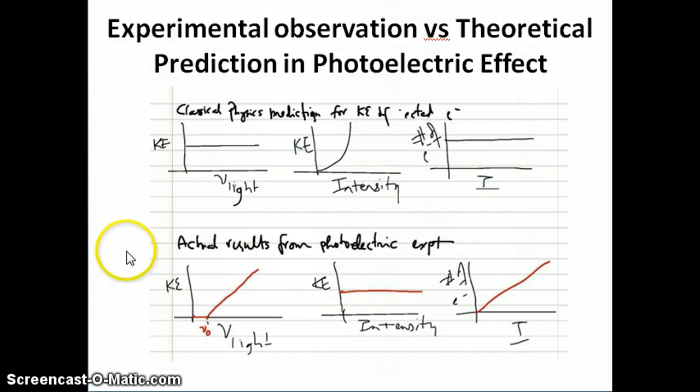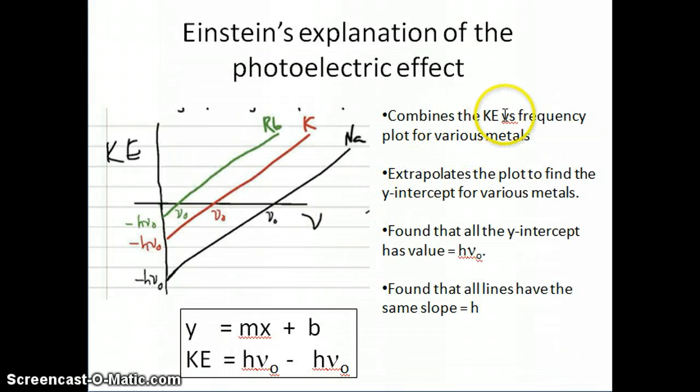People were not able to explain these observations for many years because classical physics failed to predict really anything that's actually observed experimentally. So what Einstein did was he said, let me take the plot of the photoelectric effect, which is the plot of kinetic energy versus the incoming light frequency, and put the plots for several metals all into one plot, okay? In this case, I'm listing rubidium, potassium, and sodium all in one.